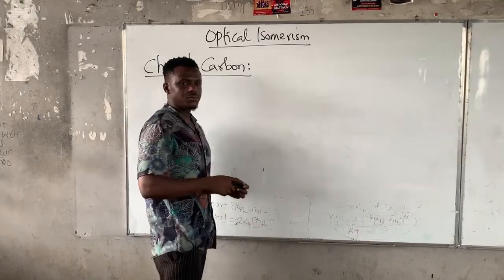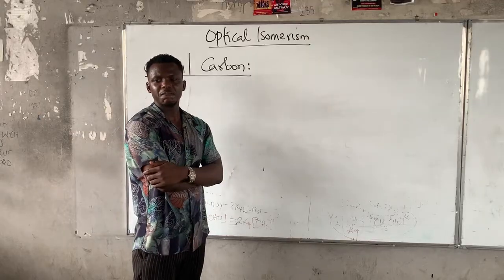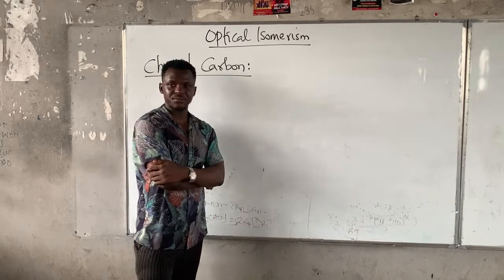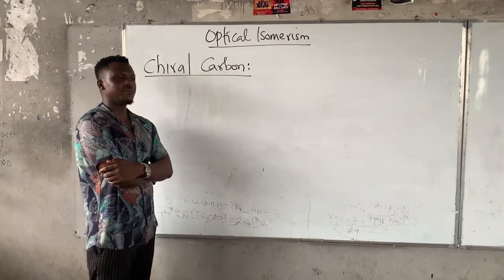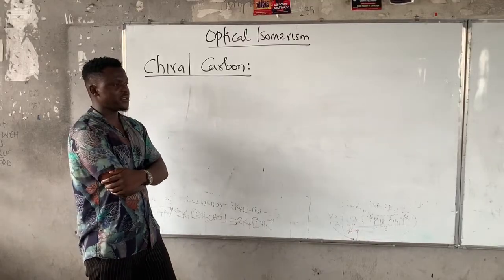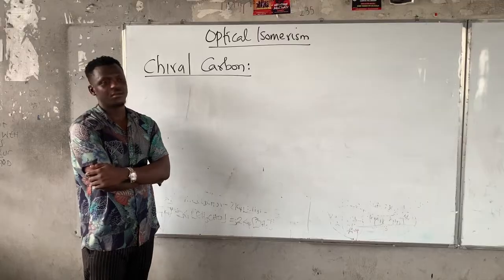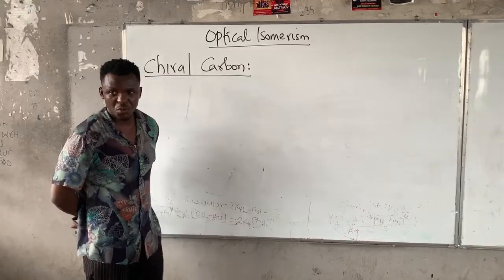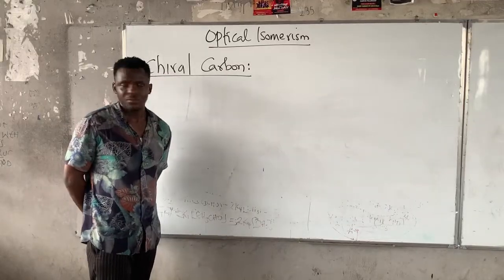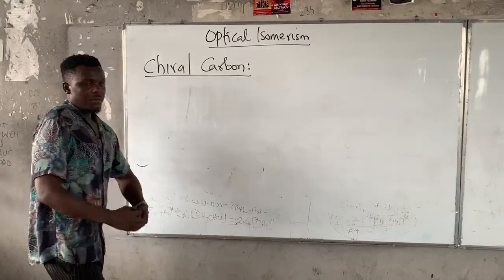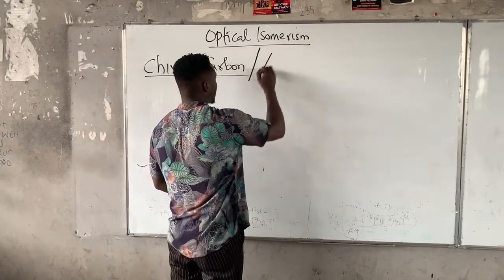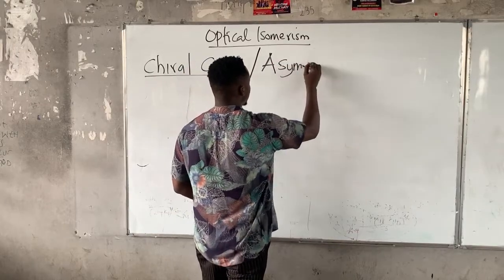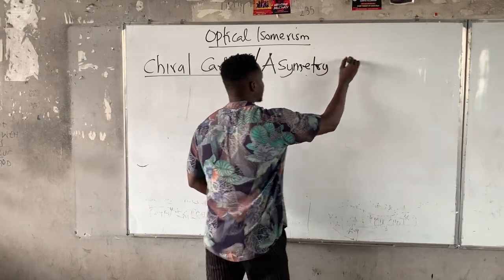Please put down: a chiral carbon is a carbon atom that has 4 different substituents or attachments. Please note that a chiral carbon can also be called asymmetric.